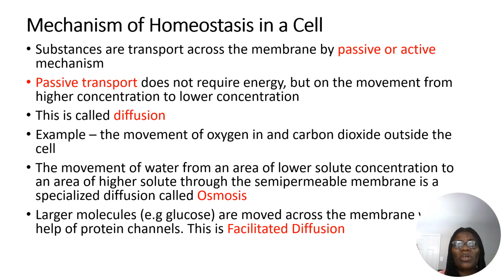Now we're going to look at the mechanism of homeostasis in a cell. Substances are transported across the cell by two different mechanisms, either by passive mechanism or by active mechanism. Passive transport does not require energy. It is just the movement from higher concentration to lower concentration, and this is simply referred to as diffusion. What this is saying is that it does not require any energy for the movement.